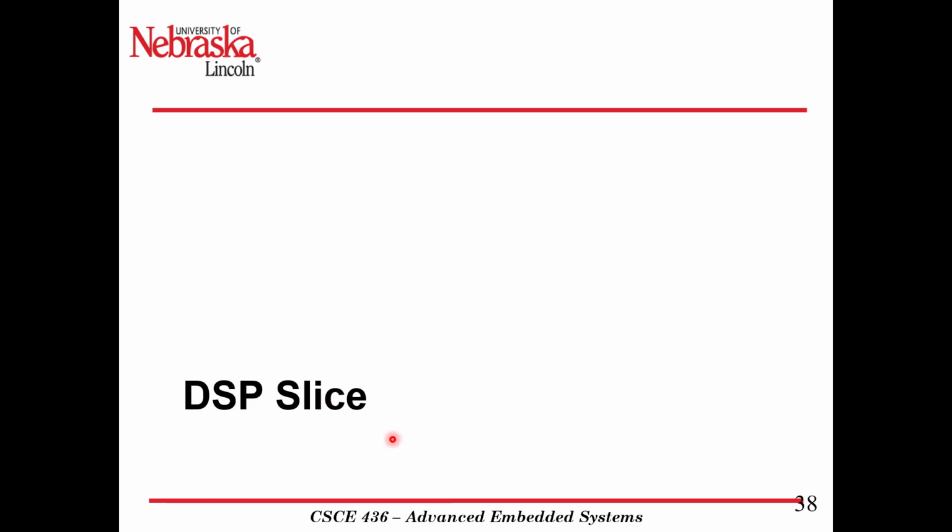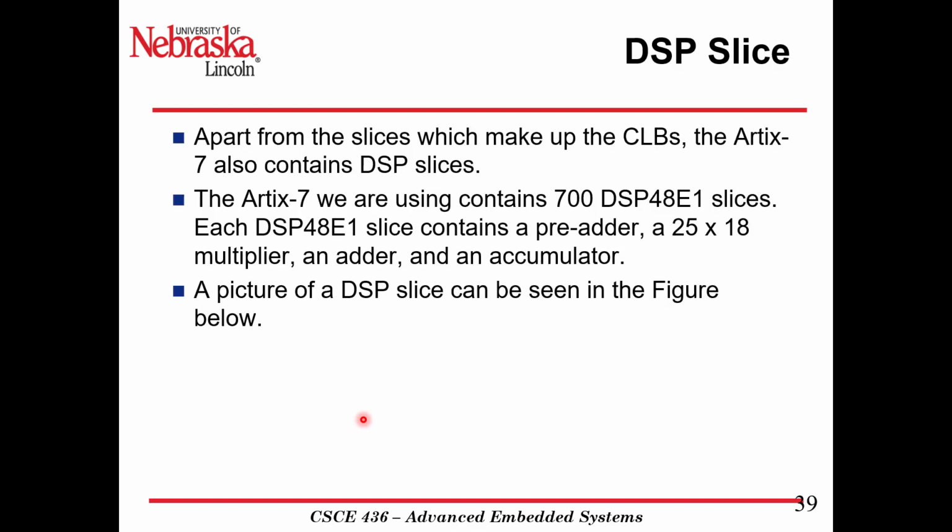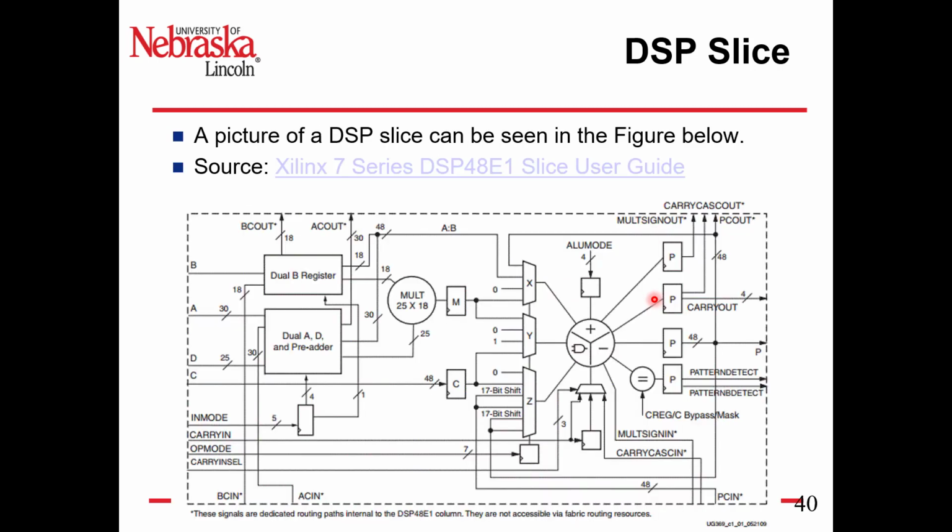Another thing we have in our FPGA logic is DSP, digital signal processing slices, available to us. There are 700 DSP48E1 slices. Each slice contains a pre-adder, a 25 by 18 multiplier, and an adder and an accumulator. Here is what that looks like.